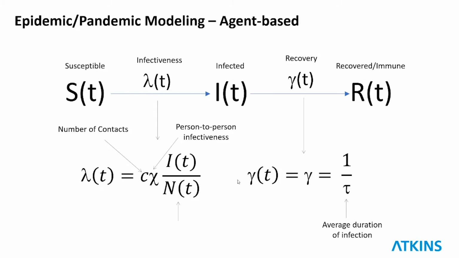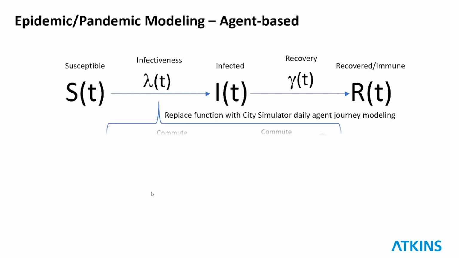So when it came to, how do we actually model this in City Simulator, we said, all right, because we actually have a contact model already built in, we're modeling agents moving around. We don't need to model this sort of averaged, bulk approach to understanding who's infected and who isn't. We can actually look at each individual agent. So we got rid of that.